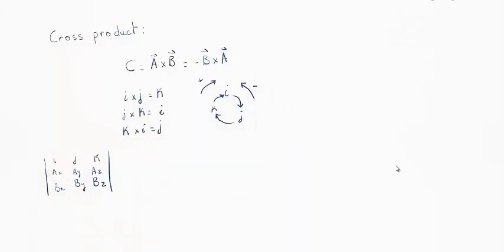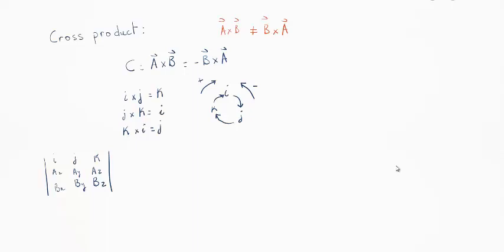Now next, this is a very important topic. We will talk about cross product. So let's say C is the cross product of A and B. Now note, direction is very important in cross product. A cross B is different than B cross A. A cross B is actually negative B cross A.